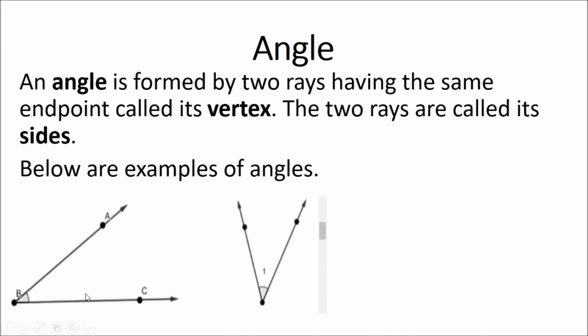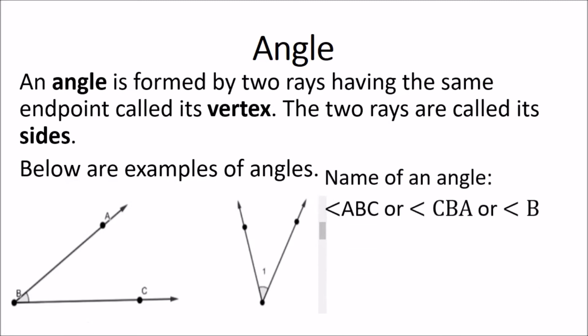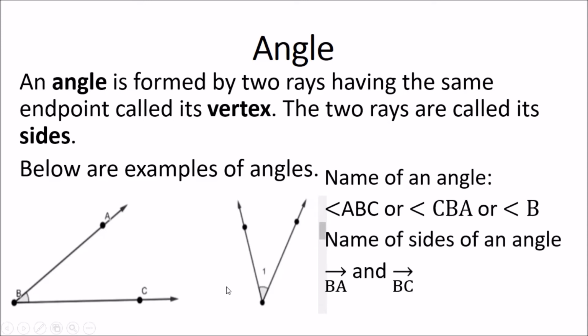So this one is ray BA and ray BC. And their common endpoint is point B, capital B when written. So this is angle 1. It means we name an angle in different ways. Name of an angle: angle ABC, or angle CBA, or angle B, by 3 letters or by a capital letter, or by number, angle 1. Name of sides of an angle. The sides are rays, so they are ray BA and ray BC.